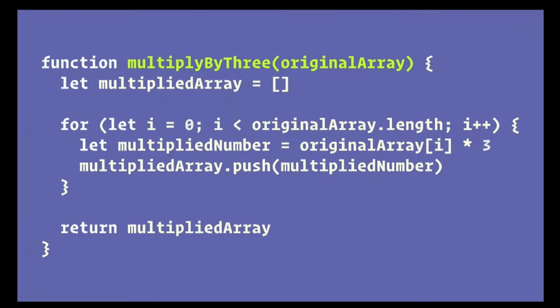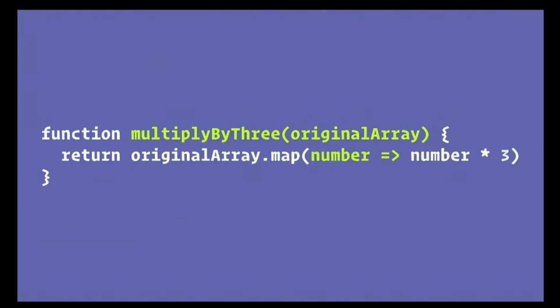What's this? Imperative or declarative? Imperative, yep. Declarative. Map through this number, multiply it by 3. I'm telling it what I want it to do, not each step that I want it to do. Doesn't this look easier?